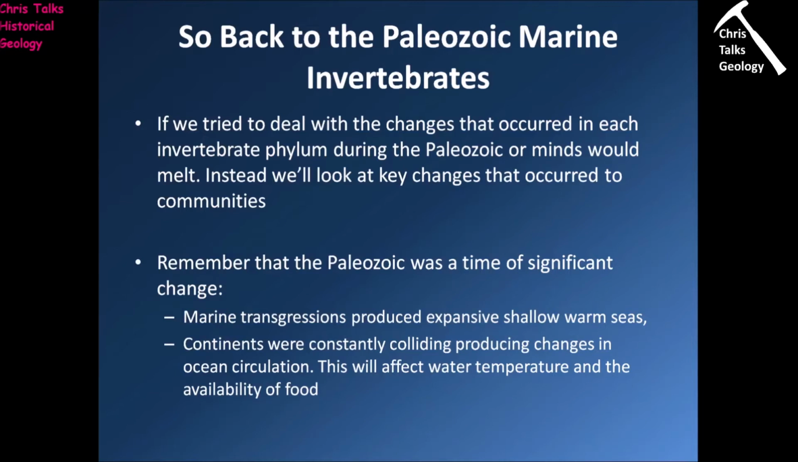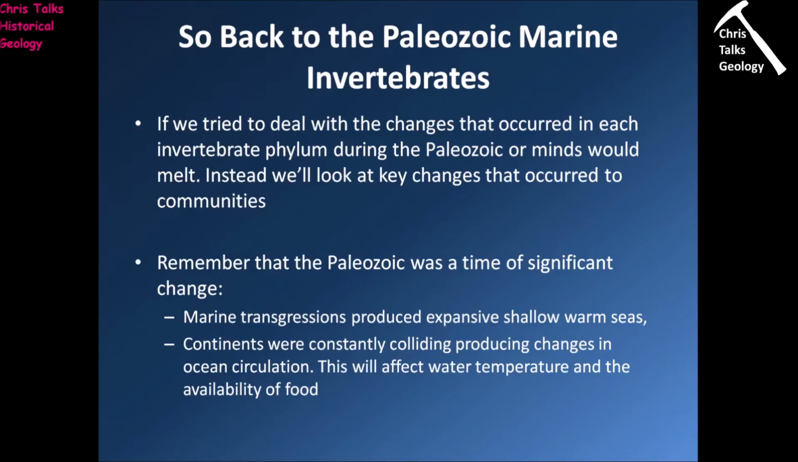So we need to remember that the Paleozoic was a time of significant change. As you probably remember from the Paleozoic Earth History lecture, the Paleozoic is a period of time during which we have several major marine transgressions producing expansive, shallow, warm seas. Life loves those environments. And so that's going to give life plenty of opportunity to flourish during these marine transgressions.